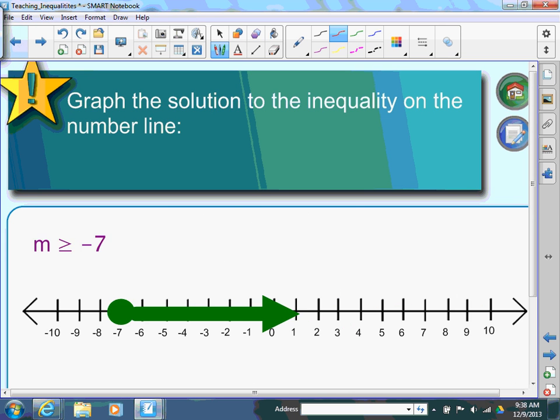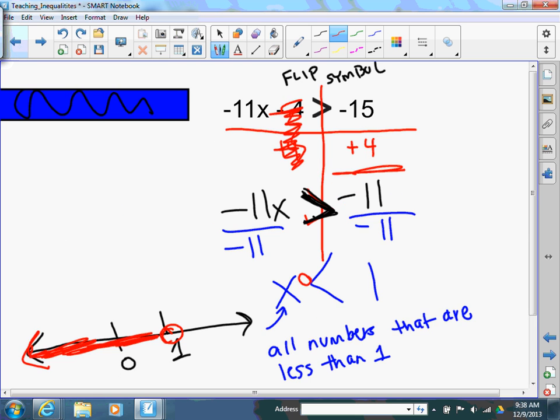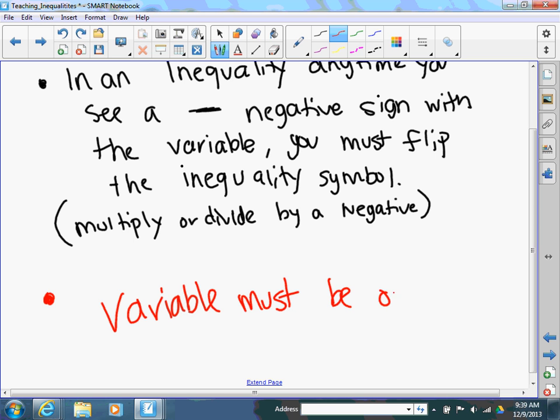We wrote tips. Let me find mine. There we go. The second tip, variable must be on the left. The left. Okay, so everybody's going to get their sheet to practice their graphing now.